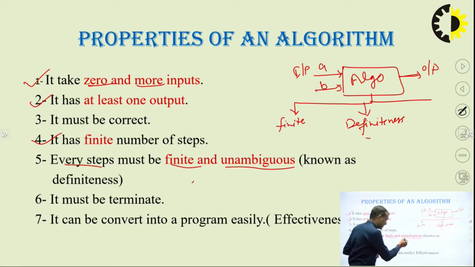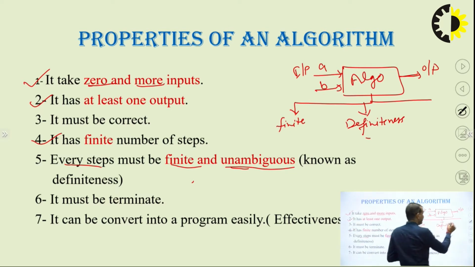Next is unambiguous, which means when we write any value or any words here, it must be unambiguous. It should not have double meanings; it should have a single meaning, otherwise the compiler faces a problem.